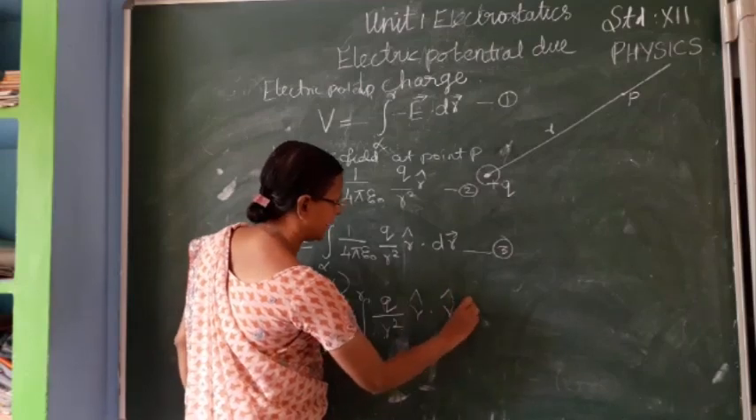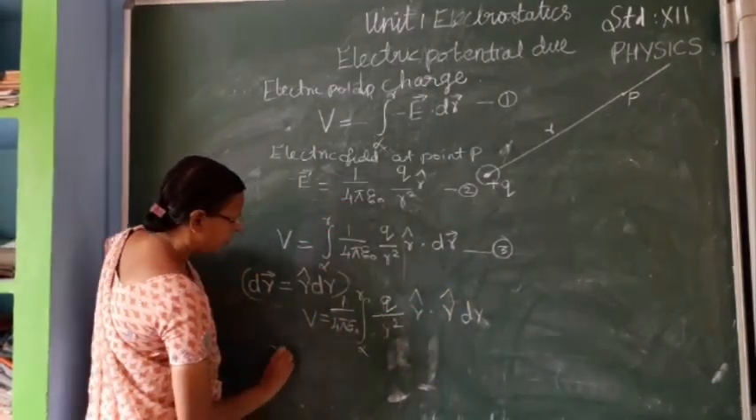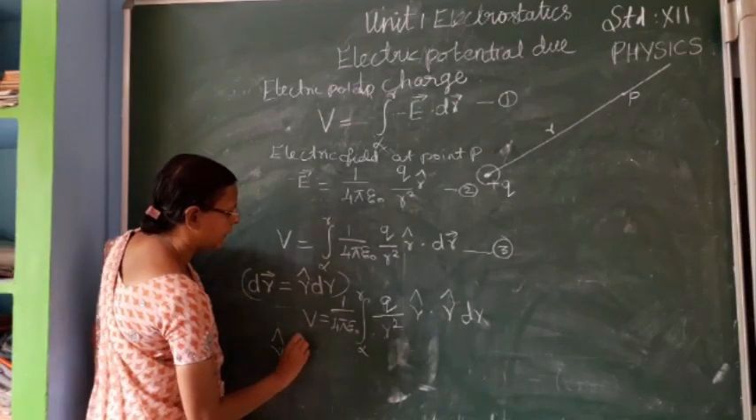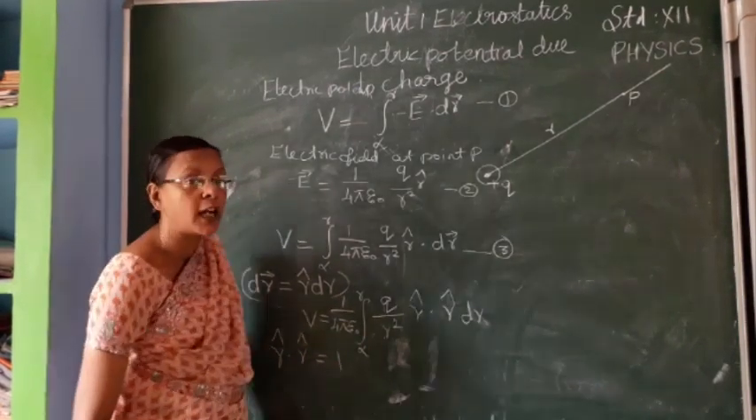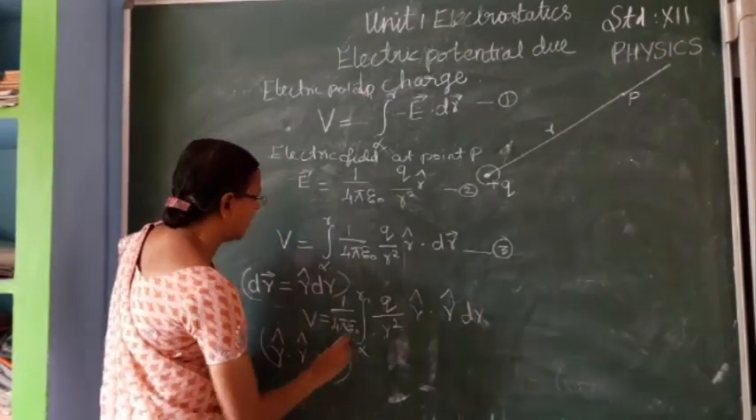R cap dr. Now we know R cap is a unit vector. The dot product of two unit vectors is 1. So we substitute this here.